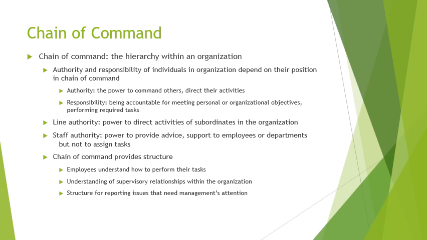Chain of command, the hierarchy within an organization. Authority and responsibility of individuals in an organization depend on their position in the chain of command. Authority is the power to command others and direct their activities. Responsibility is being accountable for meeting personal and organizational objectives and performing required tasks. Your line of authority is the power to direct activities of subordinates in the organization. Your staff authority is the power to provide advice and support to employees or departments, but not assign tasks.